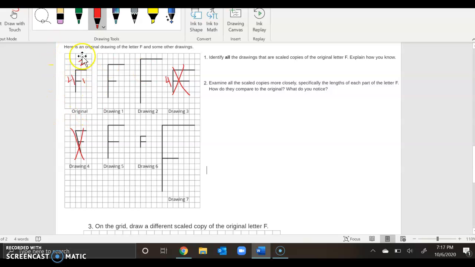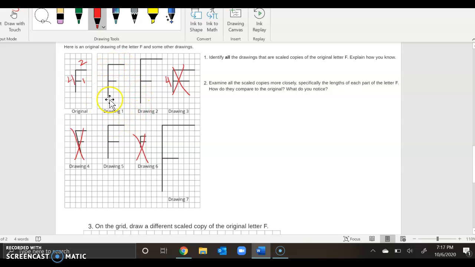And then also what I notice here in my original, the top part is longer than the middle part. So if you look at drawing 6 here, the top part and the middle part are the same exact length. So that's not going to be a scaled copy. So we're down to 1, 2, 5, and 7. So let's take a look at drawing 1 here.